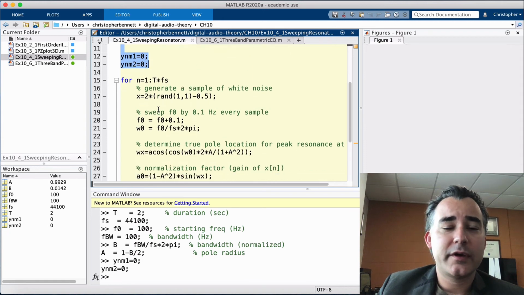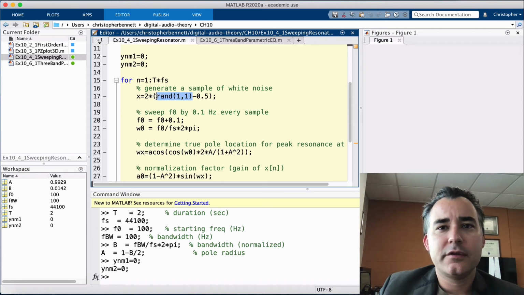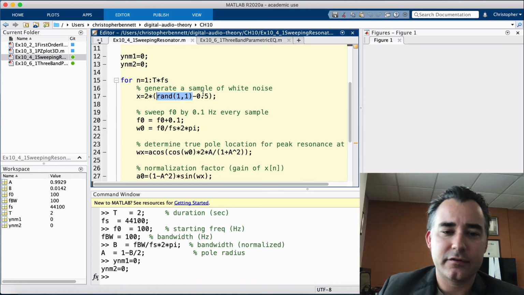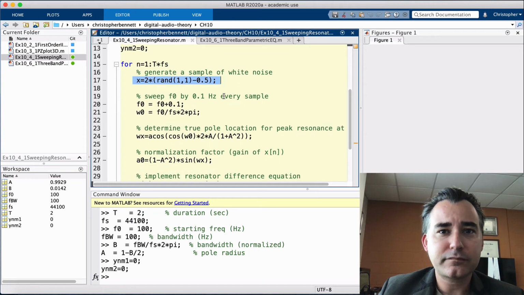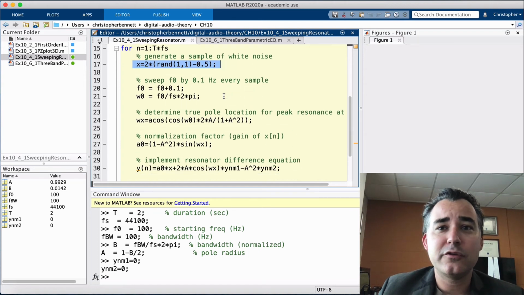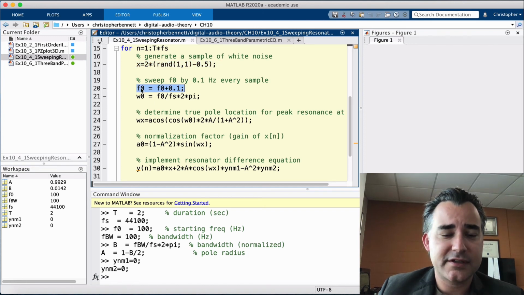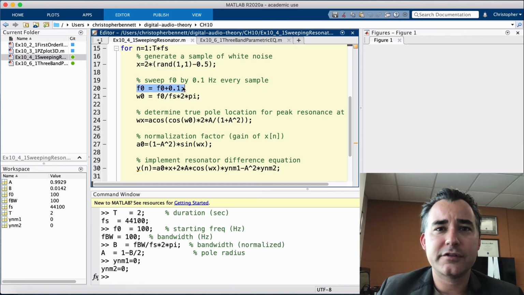every sample, we're going to generate a new random value. So rand(1,1) is going to produce just one value between 0 and 1. So we need to scale it down to negative 0.5 to plus 0.5. Then we'll multiply by 2 to get it in the range of negative 1 to 1. Next, we need to determine the new frequency location. So that's where we increment our previous center frequency by 0.1 Hz.